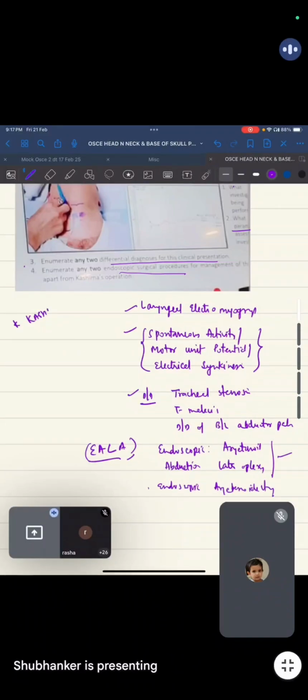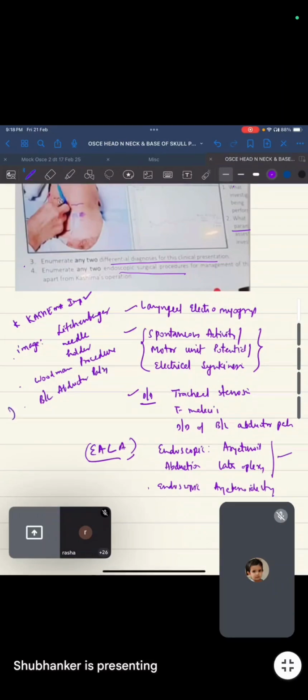What to read from this thing? Please see Cashima's procedure. This is important. Please see the image of Lichtenberger needle holder too. Third, you should read once about Woodman procedure. Basically speaking, bilateral abductor palsy एक बार पढ़ना है. This is important. ठीक है, you should not skip it out.